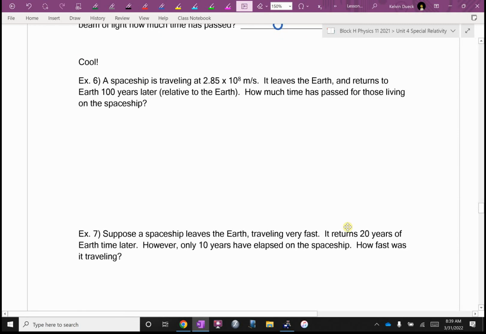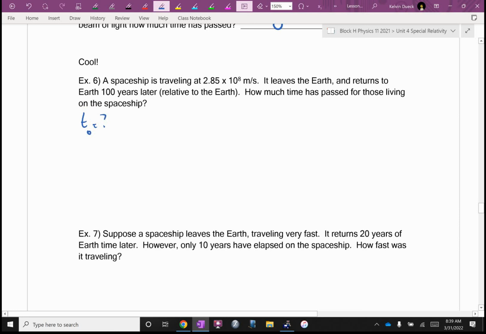So let's start with example 6. Example 6 says this. A spaceship traveling at 2.85 times 10 to the 8th meters per second leaves the Earth and returns to Earth 100 years later relative to the Earth. How much time has passed for those living on the spaceship? Casey, what is this asking me to find? Which one? T or T0? T0. Yes. So let's all write down T0 equals question mark.